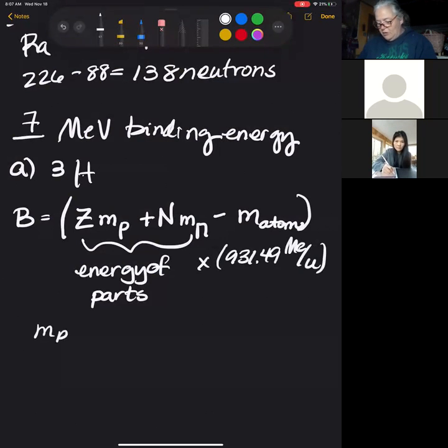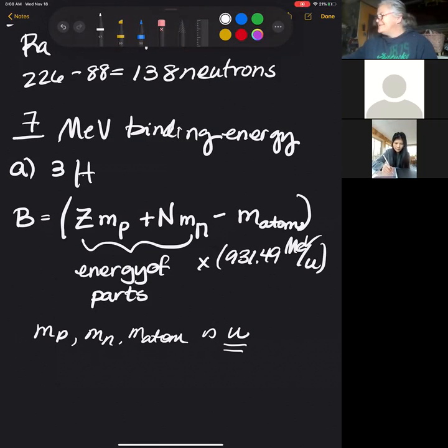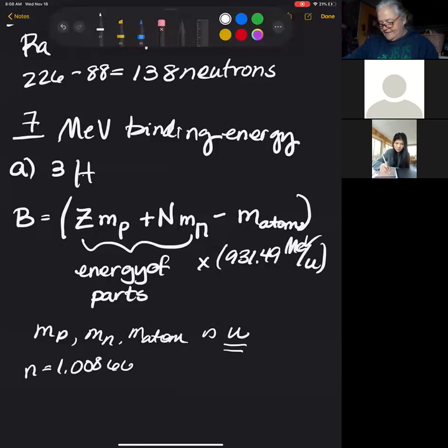So you need the mass of the proton, the mass of the neutron, and the mass of the atom in U's, in atomic mass units. In the back of your book there's an appendix that has all this information. If you look at Appendix C, it gives the atomic mass of the neutron in U's as 1.008665, and you need all those numbers, okay? You need all those numbers.